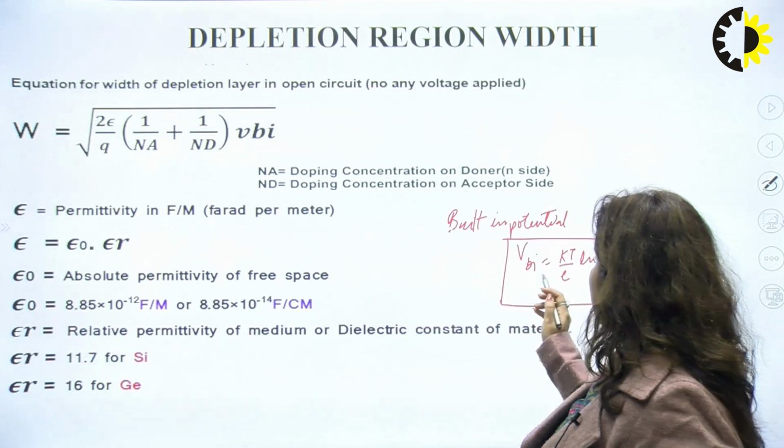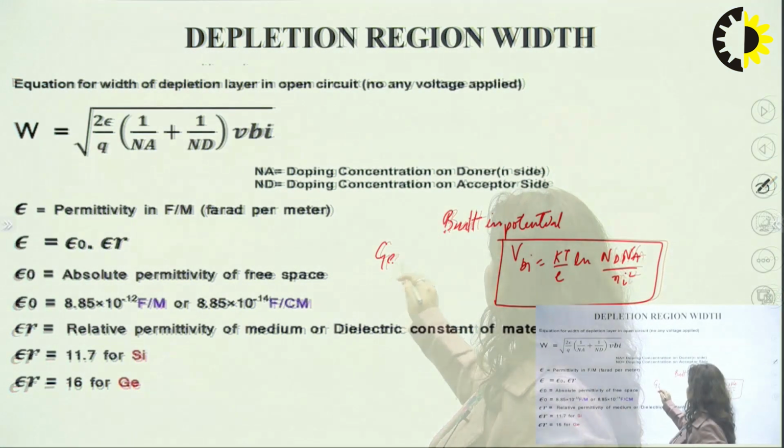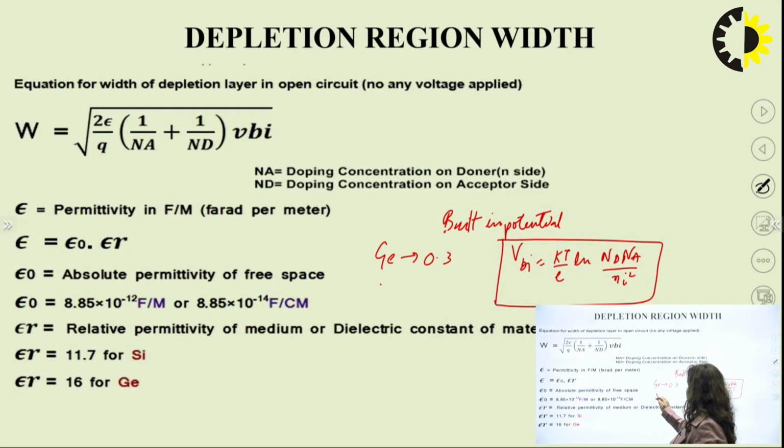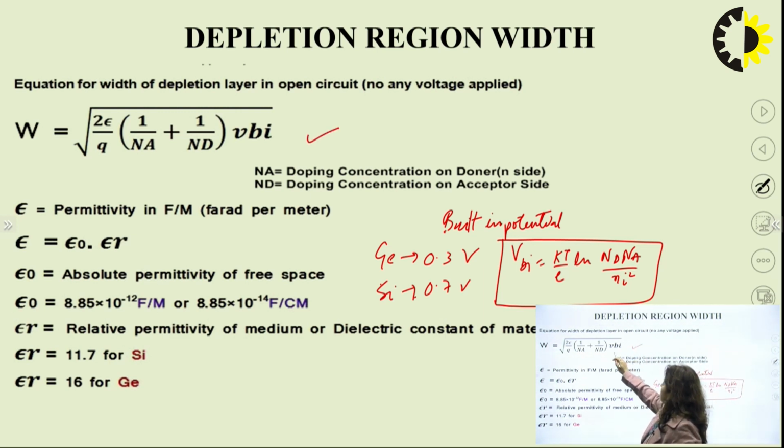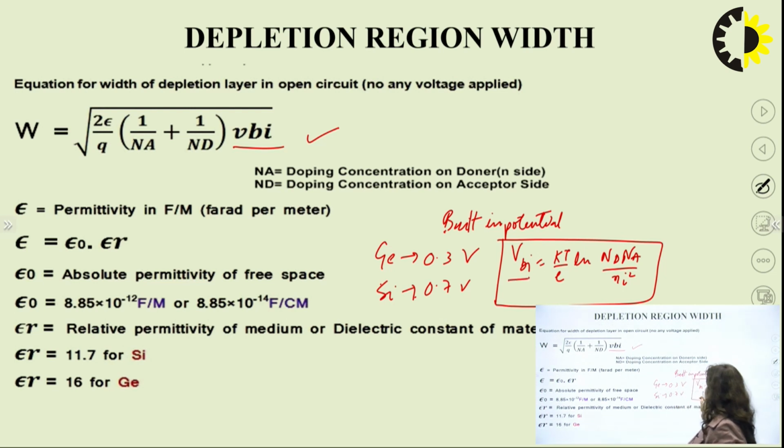We have already seen that the value for germanium is 0.3 volts and for silicon it is 0.7 volts. So here we have the depletion width region, because when we do biasing, forward or reverse, there will be a change in the depletion width. In the case of forward biasing, there will be a reduction in the depletion width, and in the case of reverse biasing, there will be an increment in the depletion width.